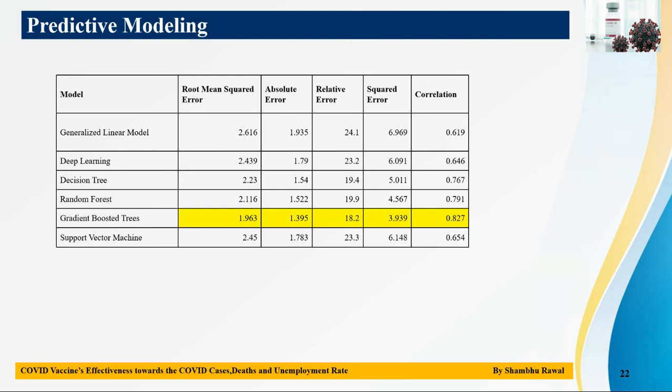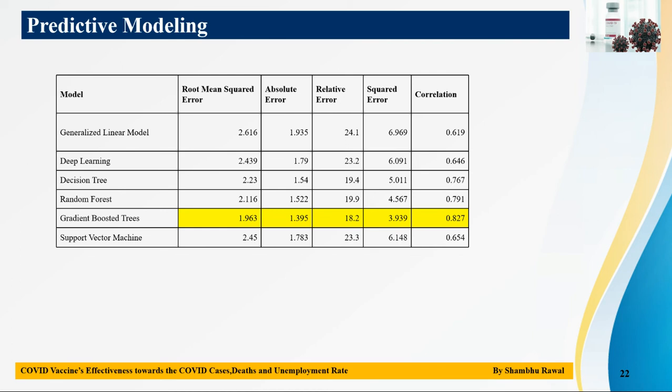The best root mean squared error is between 0.2 and 0.5, and that means the model can relatively predict the data accurately. In the analysis, the gradient boosted trees had the lowest root mean square error of 1.96, which is the standard deviation of the residuals, the prediction errors. It shows the difference between the predicted value and the actual value. A good model should have an absolute error close to zero. Zero is the best value. The gradient boosted model had a 1.395 absolute error, which is the champion among others.